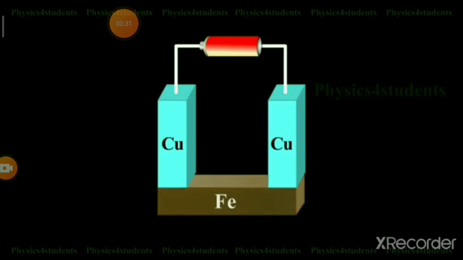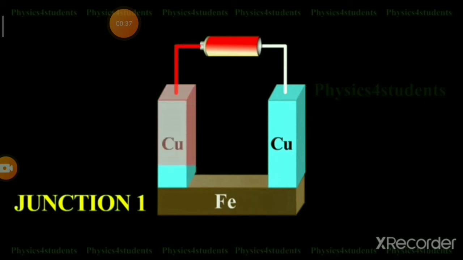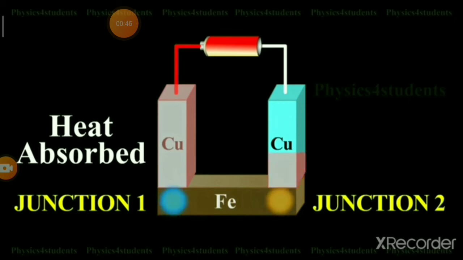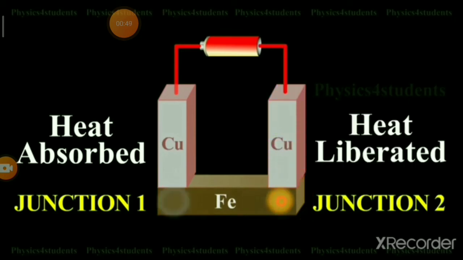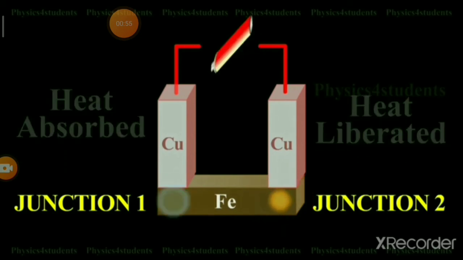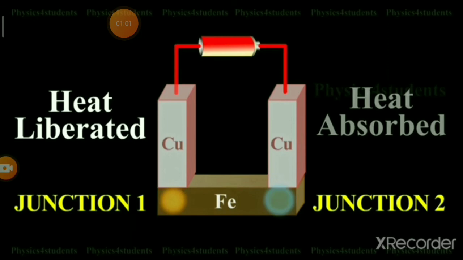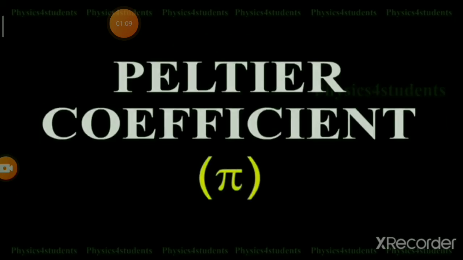Now see the circuit diagram. It consists of a thermocouple of dissimilar metals, copper and iron, and a battery. At junction 1, the current flows from copper to iron and heat is absorbed. At junction 2, the current flows from iron to copper and heat is liberated. Now change the polarity of the battery. Observe that at junction 2 the heat is absorbed, and at junction 1 heat is liberated. A reverse process takes place. This is the Peltier effect.